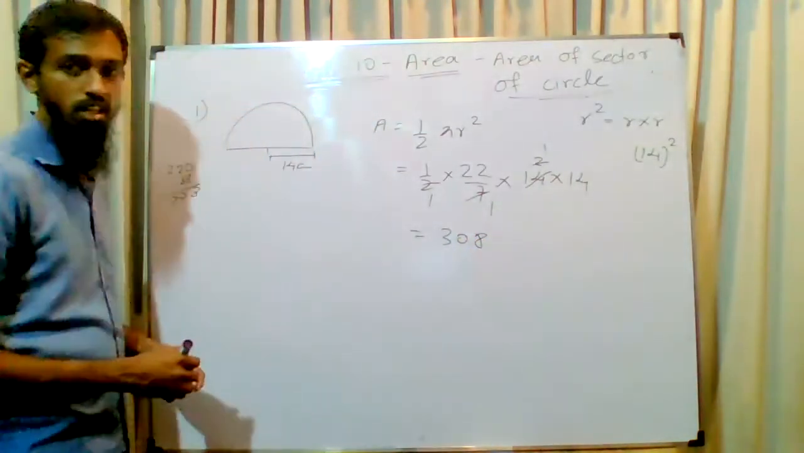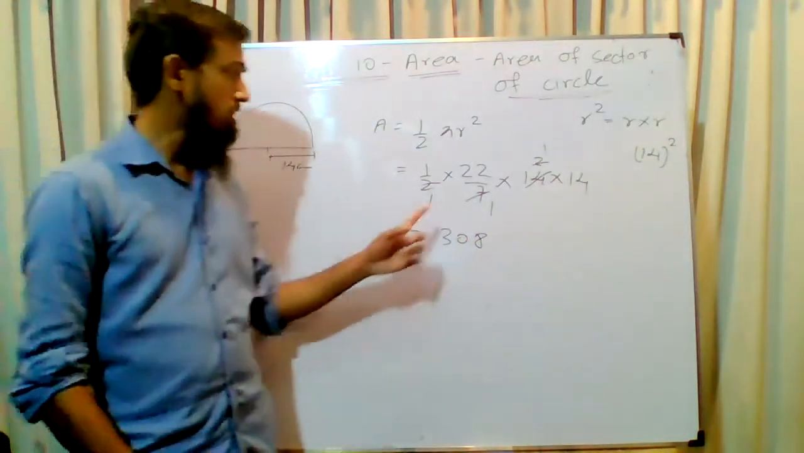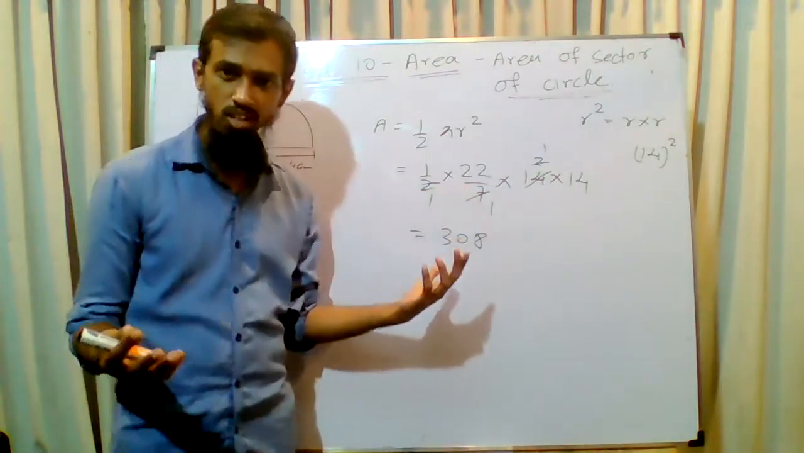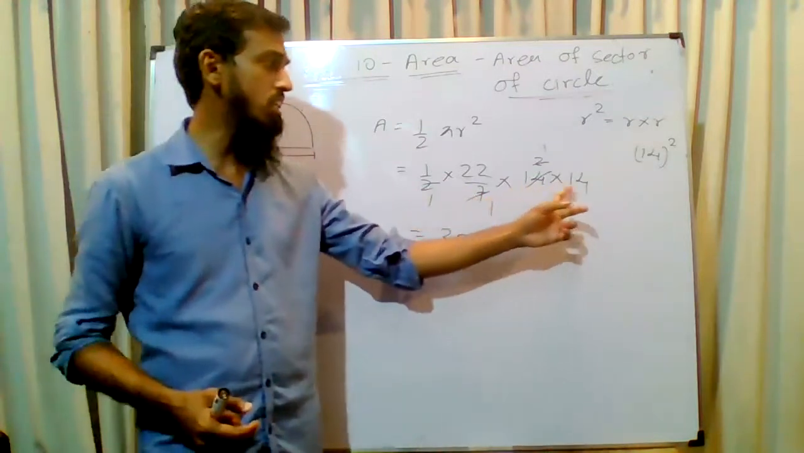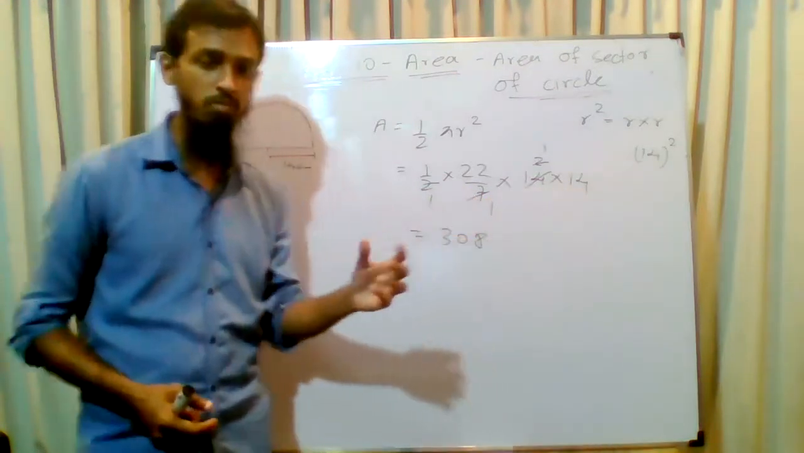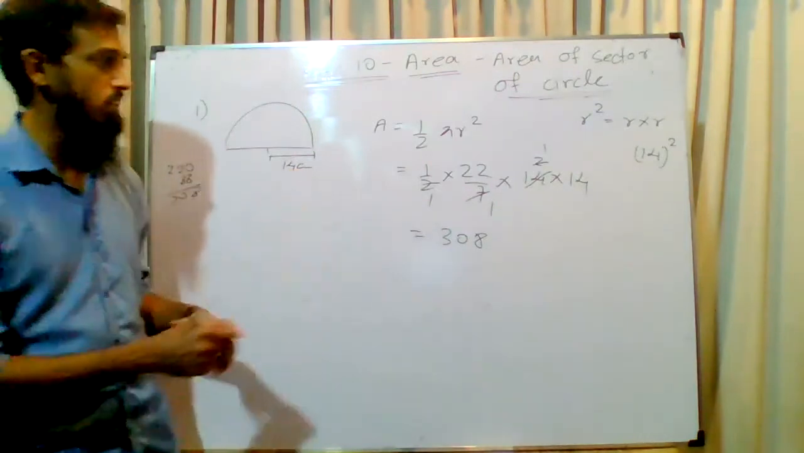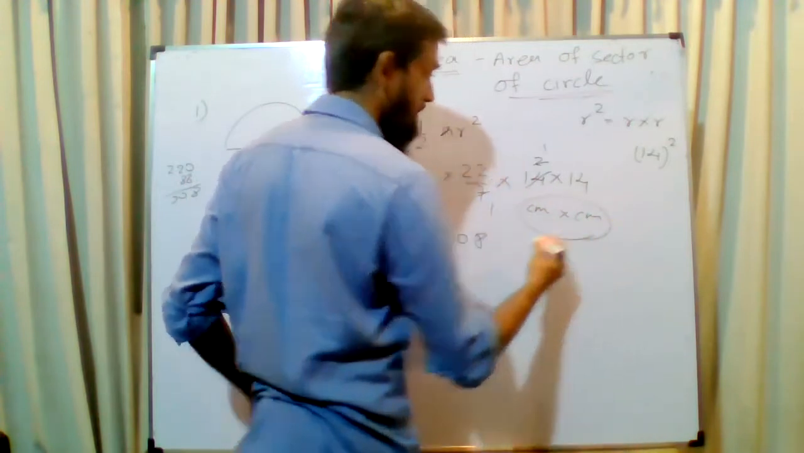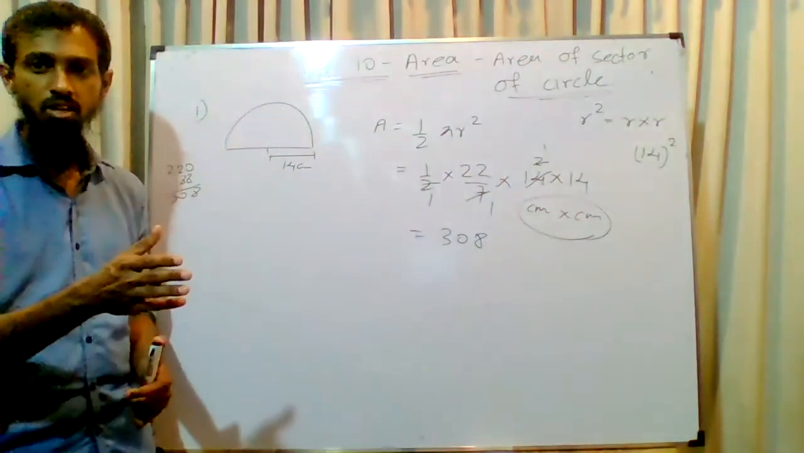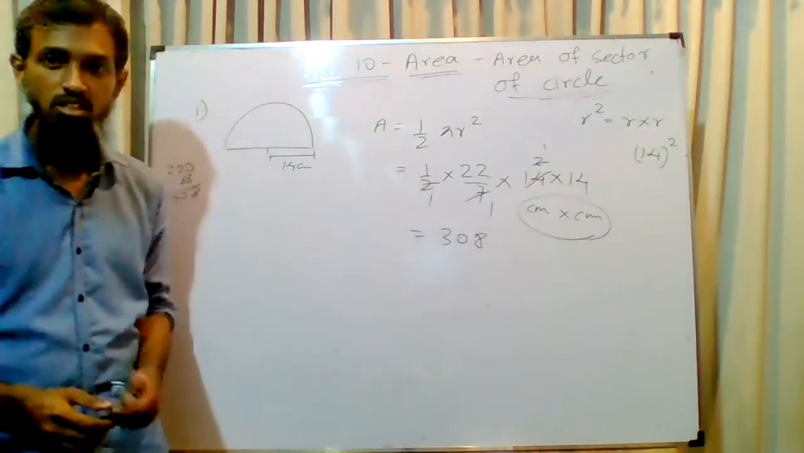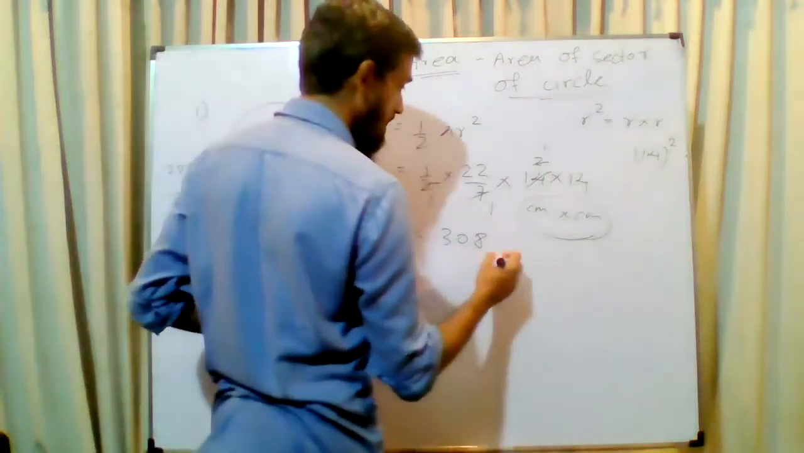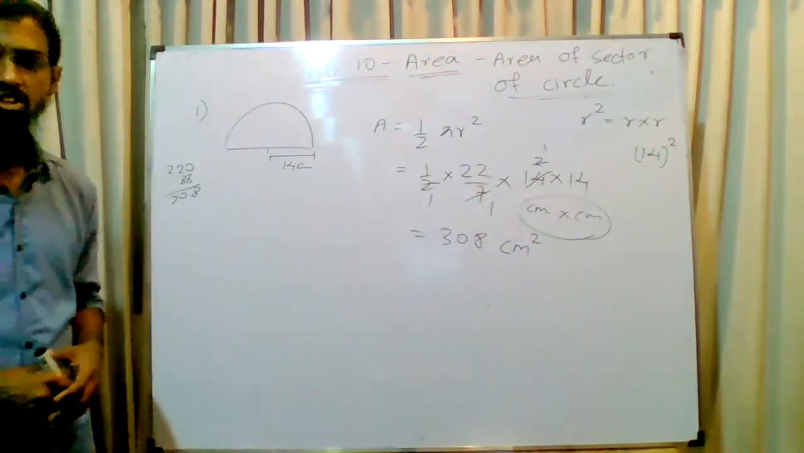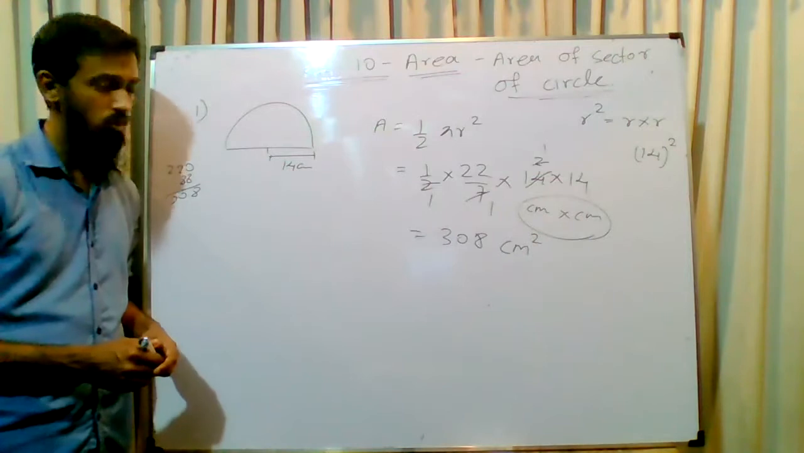The area is 308. Here, half, we don't have a measurement. 22 over 7 pi, we don't have a measurement. But 14, the radius, we have a measurement. What measurement is given? Centimeter. So here we have centimeter and centimeter going to be multiplied. So centimeter into centimeter, area is mentioned with a square. So 308 square centimeter. The measurement is square centimeter.